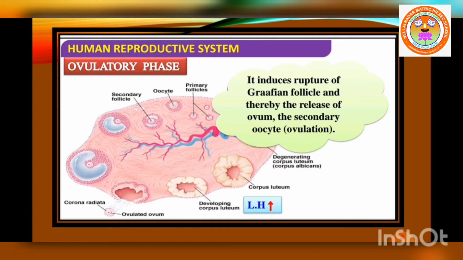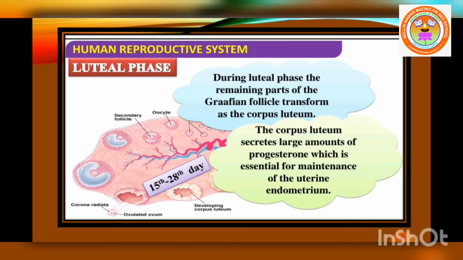Rupture of the Graafian follicle and thereby the release of the ovum, the secondary oocyte, from the ovary wall into the peritoneal cavity. This is only called ovulation. Next phase is the luteal or secretory phase.